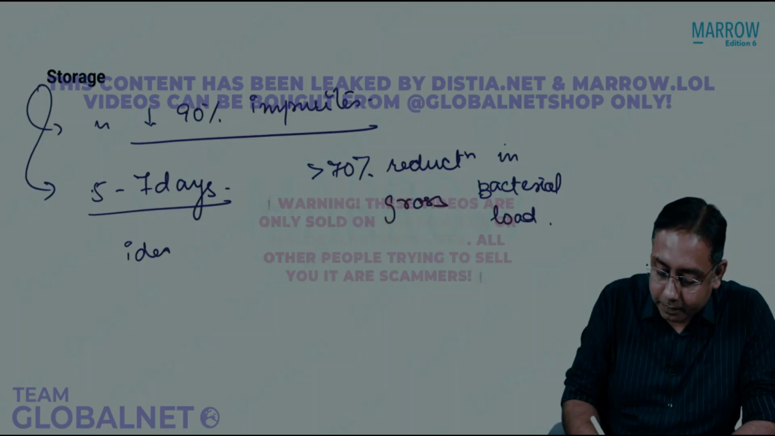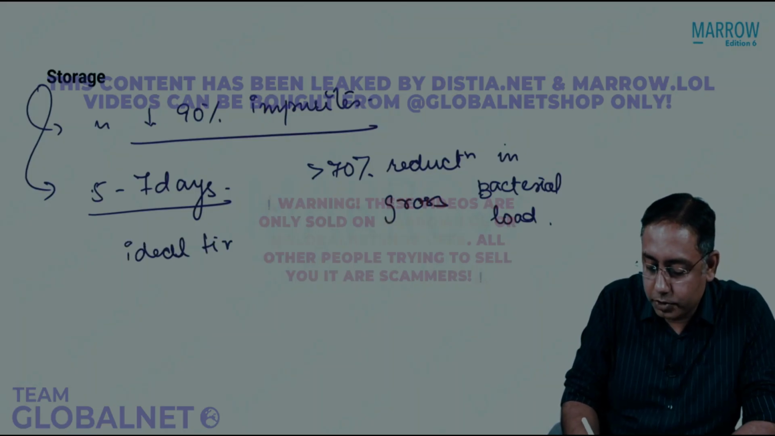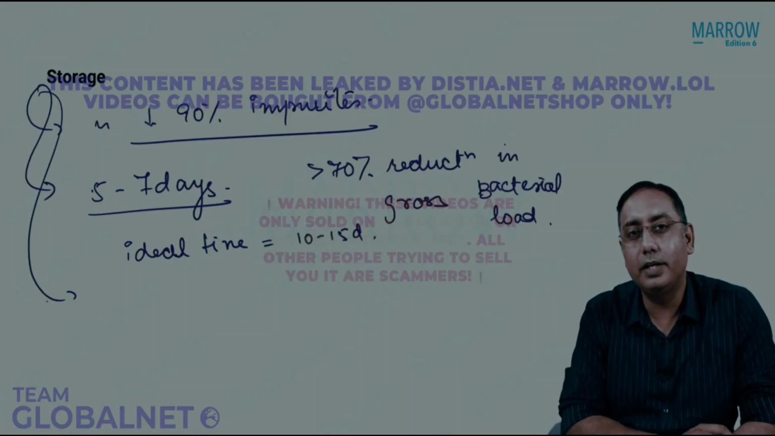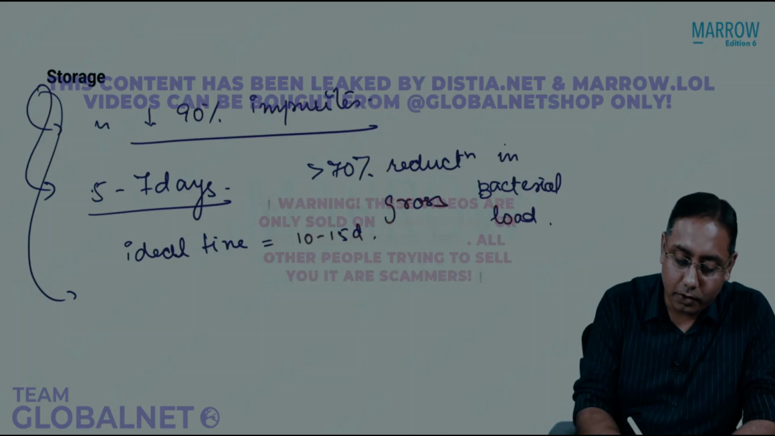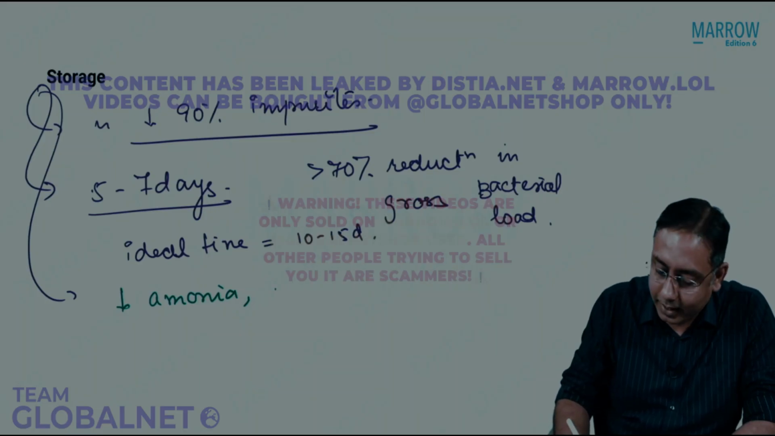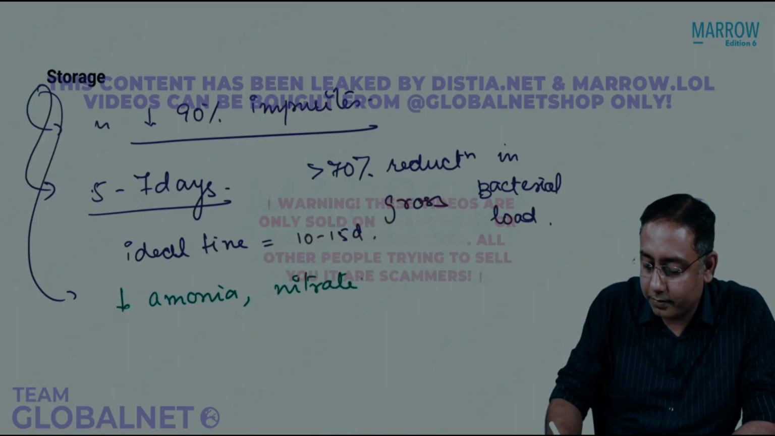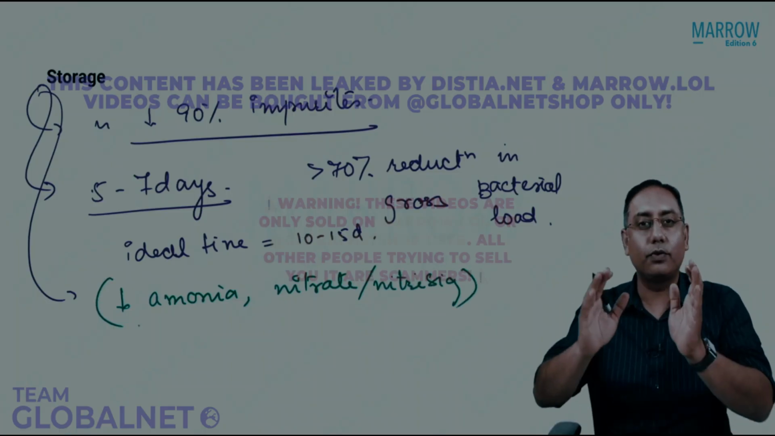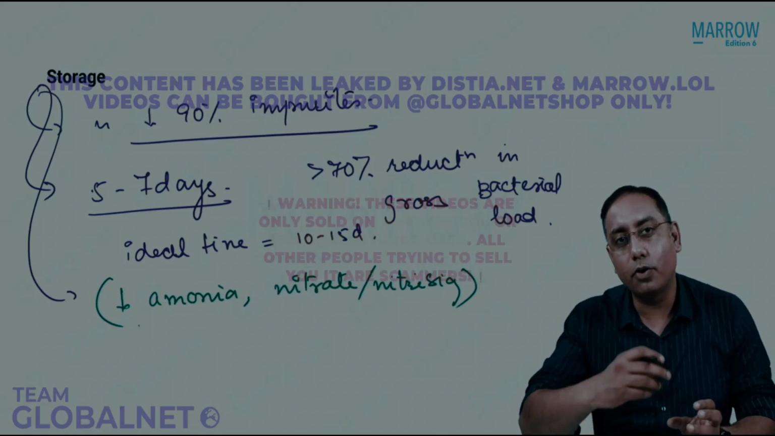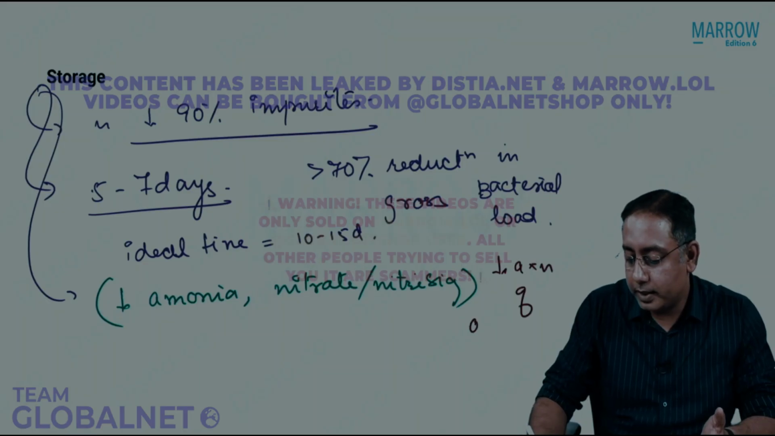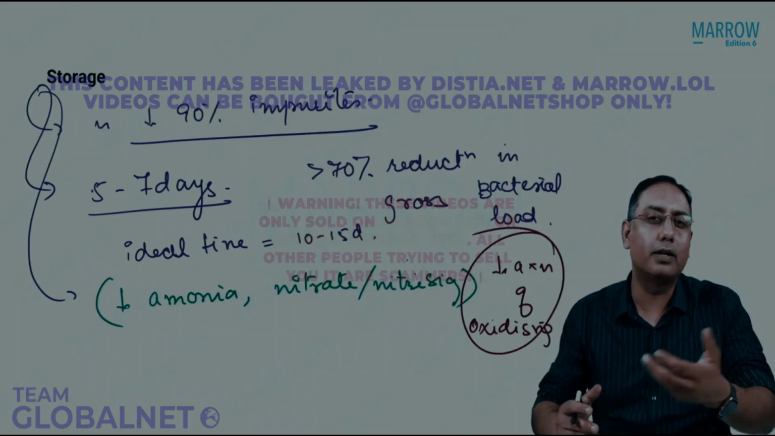And the ideal time for storage is roughly 10 to 15 days. How does this bacterial load actually decrease? Which bacteria are we talking of? We are talking of decrease in the ammonia levels. We are talking about the decrease in the nitrates and the nitrites level. Actually, what is happening is that when you are storing the water for a longer time, there is action by the oxidizing bacteria. Because under the action of oxidizing bacteria, we can actually make the water kind of pure.